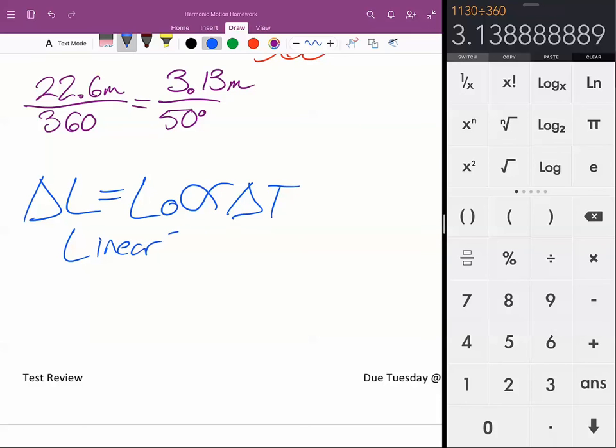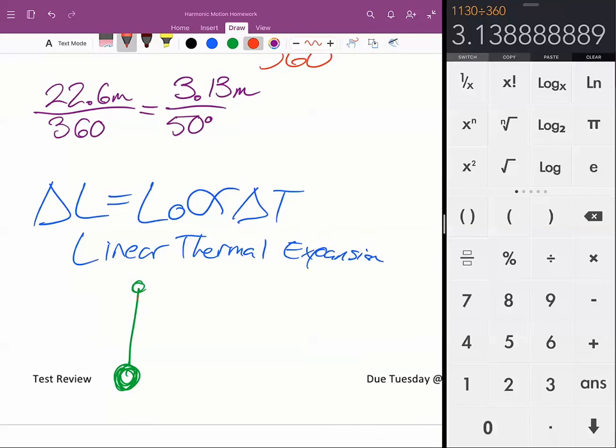How does this come into effect in this pendulum's questions? Keep in mind a pendulum is connected by a string, cable, or rope. This is linear in its format. So we can expect if the temperature is raised or dropped, your pendulum may decrease in length or increase in length.